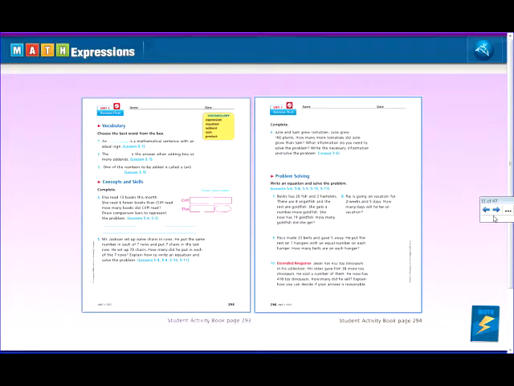Our homework is actually just 2 pages long. It will be coming home tomorrow, Tuesday. When this comes home, you need to make sure that you do these 10 problems.